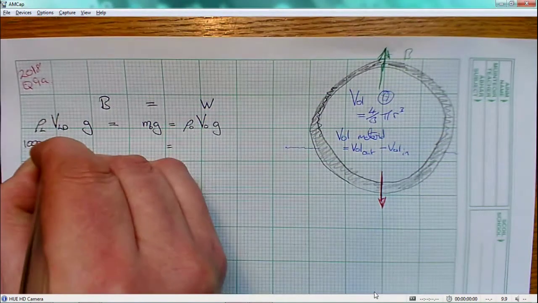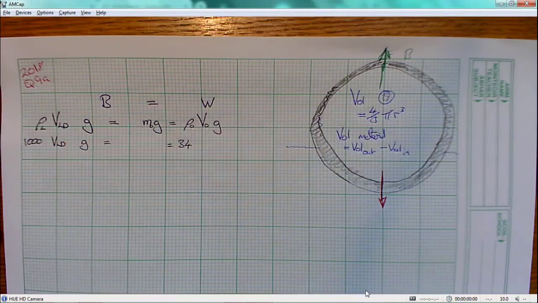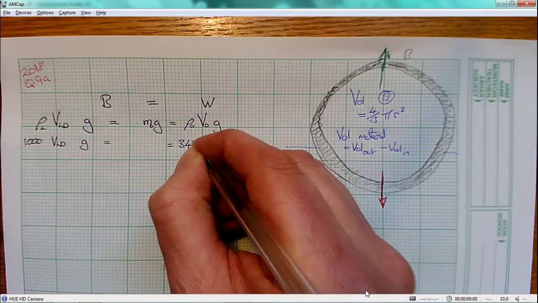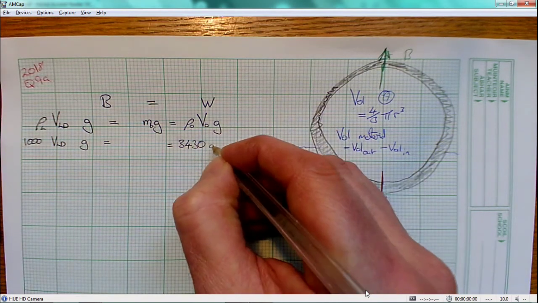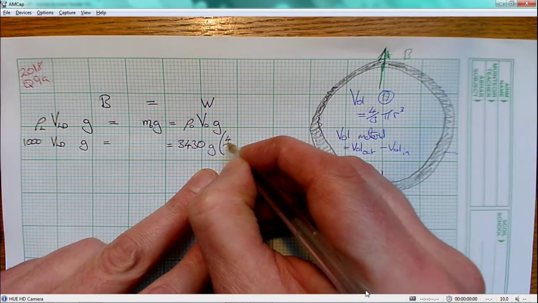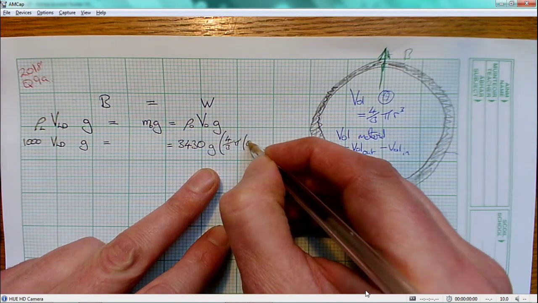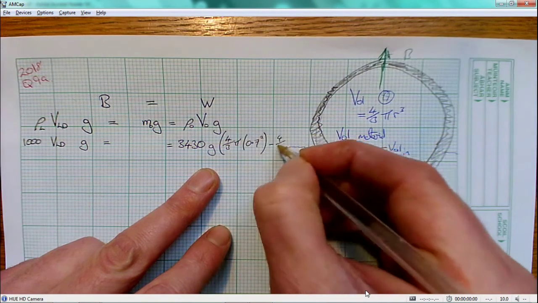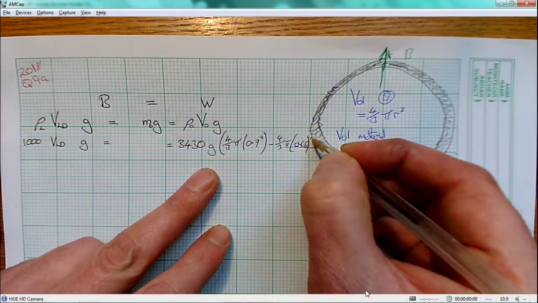Okay, so if I just look at this, the density of the liquid is 1,000. The volume of the liquid displaced is more or less what we're looking for. g is equal to the density of the material, which was 3,440, times g, now times the volume of the sphere. So the volume of the sphere formula is 4 over 3 pi r cubed, which is 0.7 cubed, and then minus 4/3 pi times 0.65 cubed.